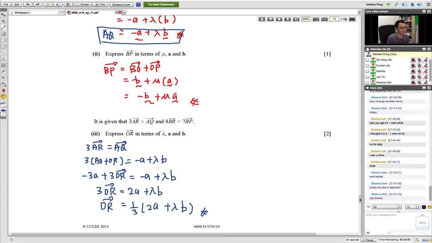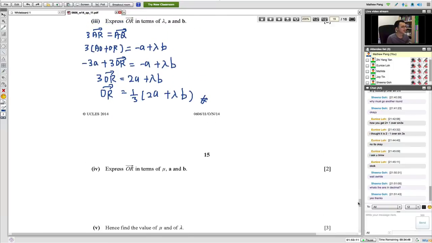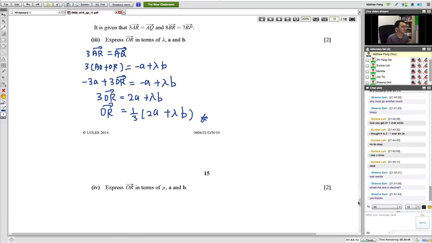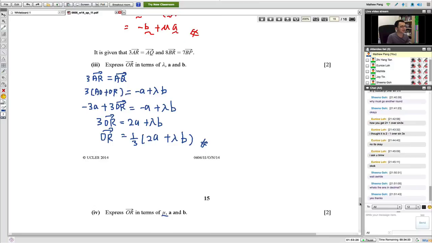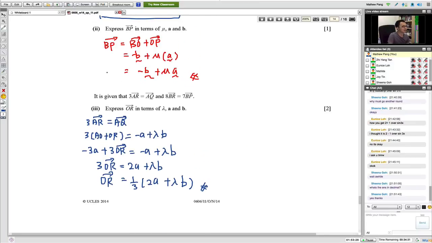Then the second one, they want us to express OR in terms of mu, A and B. So basically, you have to use a second equation. In order to have mu, you must have BP. Do you have BP? Yeah, you have BP here. So you have to use this one. BP is negative B plus mu A.